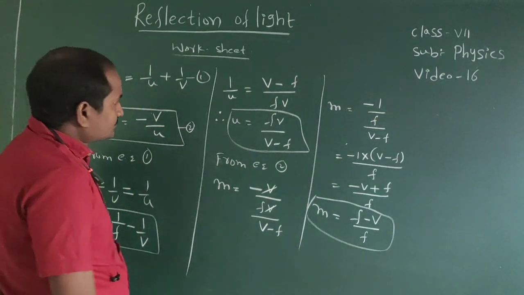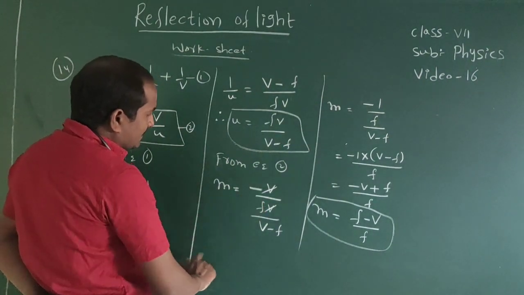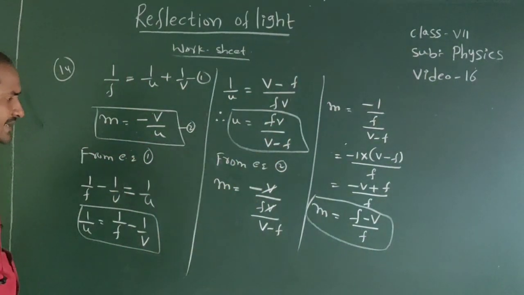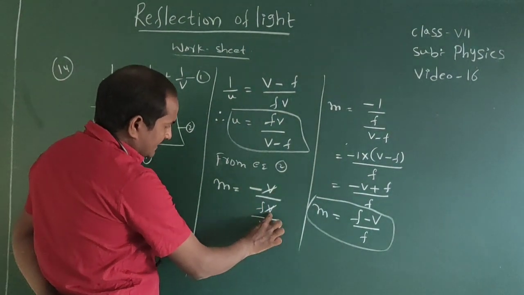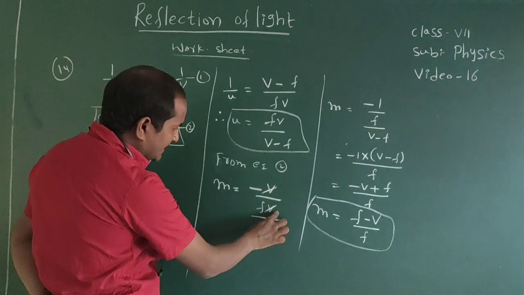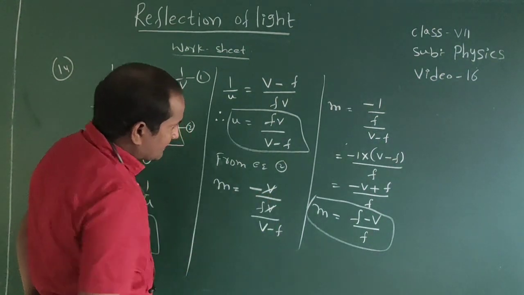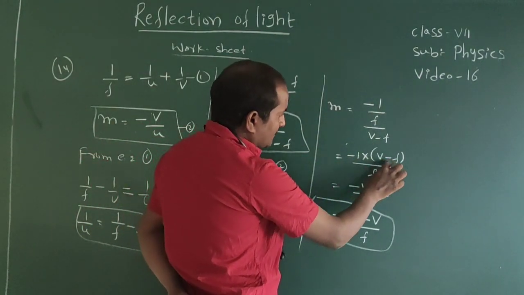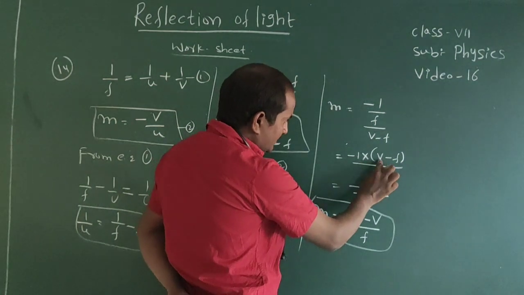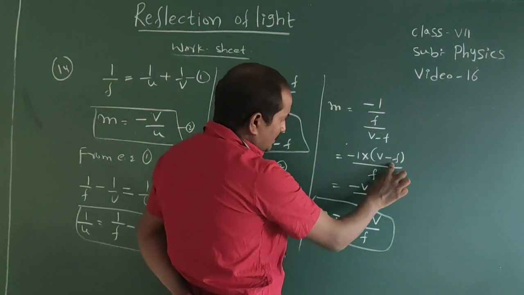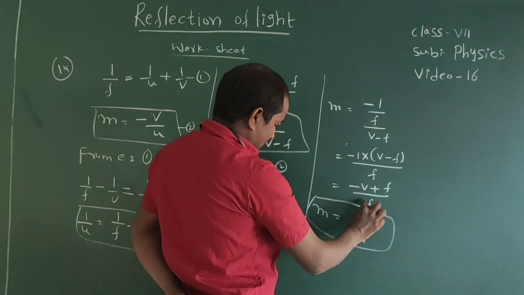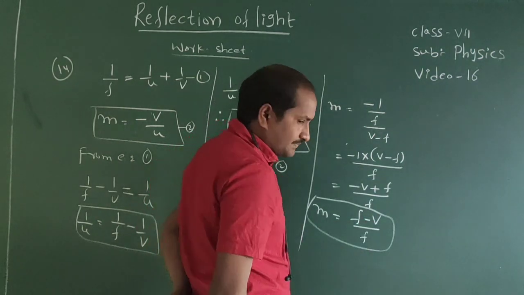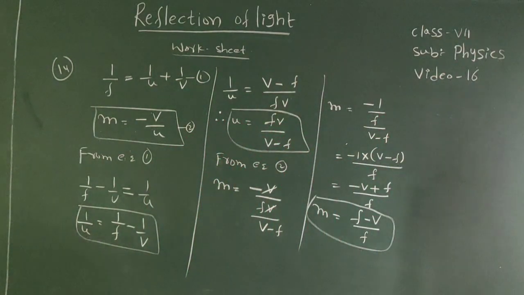Now m equal to minus v by u. What is the u value here? f into v by v minus f. So minus v by f into v by v minus f. Here v gets cancelled, remaining value minus 1 by f by v minus f. Taking the reciprocal, minus 1 into v minus f by f, that is minus 1 into v minus minus 1 into f, equal to plus f by f. Therefore we can write f minus v by f.